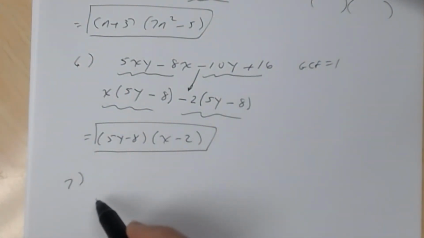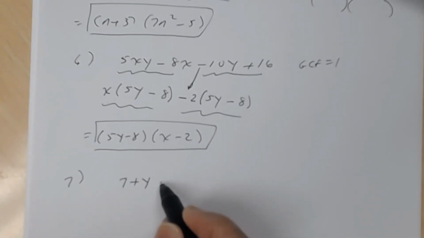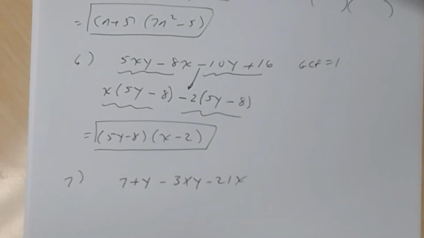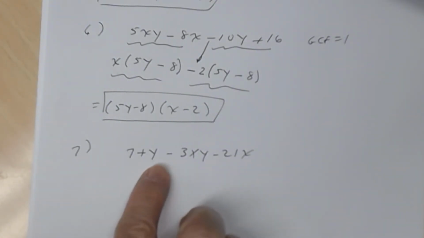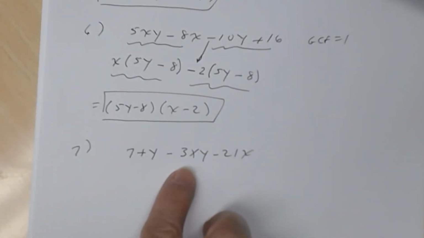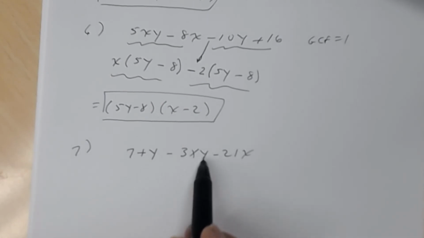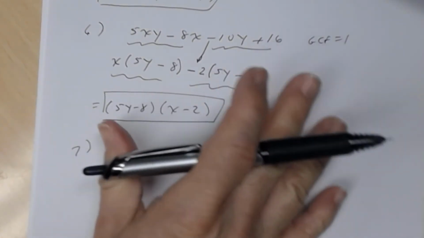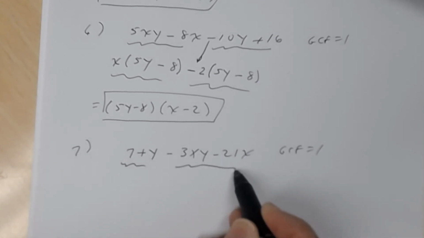All right, and number 7, let's suppose this was number 7. We have 7 plus y minus 3xy minus 21x. Now I have 4 terms. 7 is my first term, y is the second term, negative 3xy is the third term, and negative 21x is the fourth term. And so the GCF of 7, y, negative 3xy, and a negative 21x is still 1. So all these have a GCF of 1. Now I'm going to group the first two, and I'm going to group the second two.